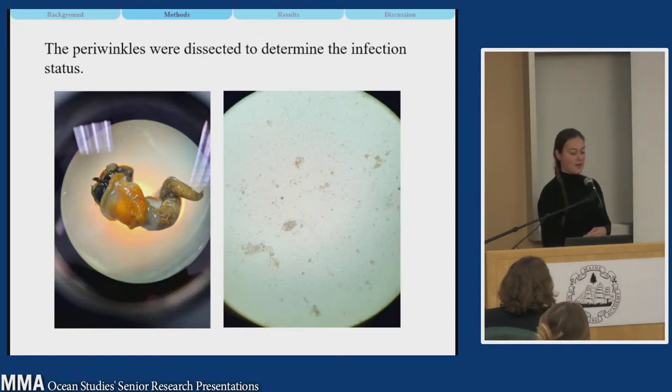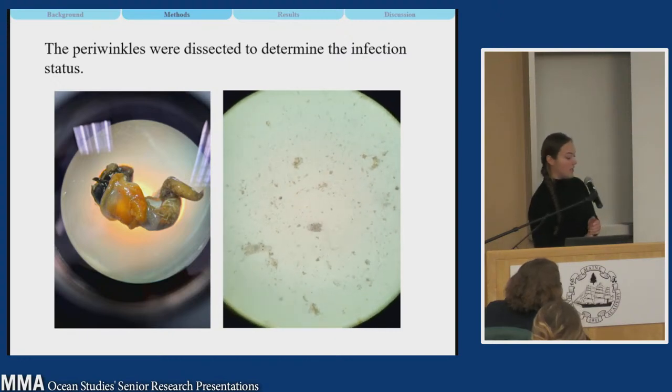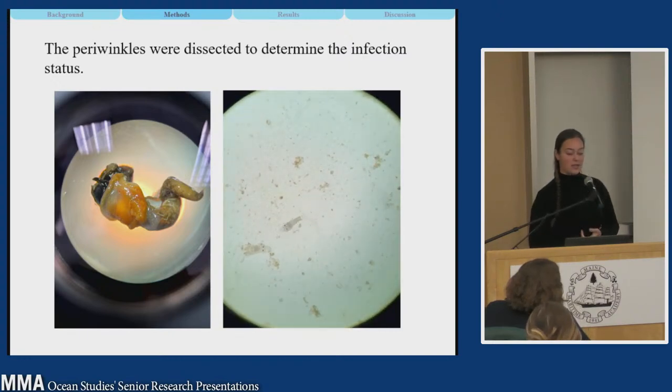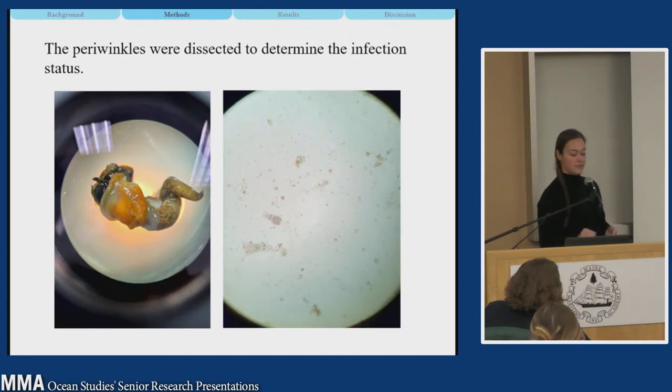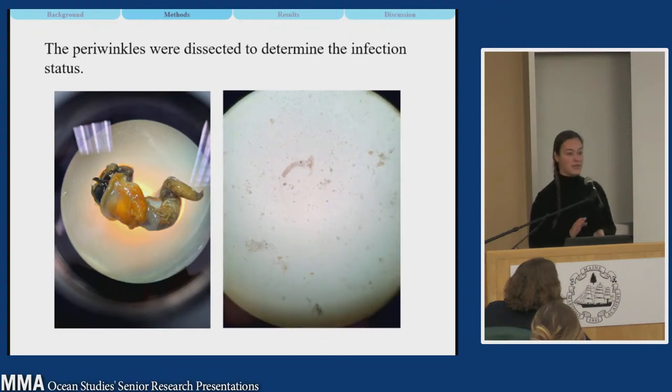After this, the periwinkles were brought to another lab where I would dissect them. I had to dissect them to determine their infection status. As you can see here, there is an orange-footed periwinkle, and I was able to find trematodes. This trematode in the video that is playing is already in its free-swimming state, and it was extracted from this periwinkle. I had found these trematodes in the hepatopancreas.